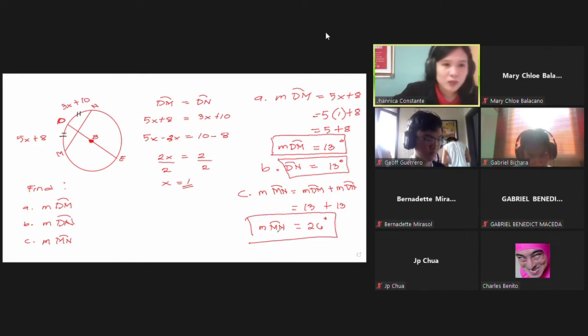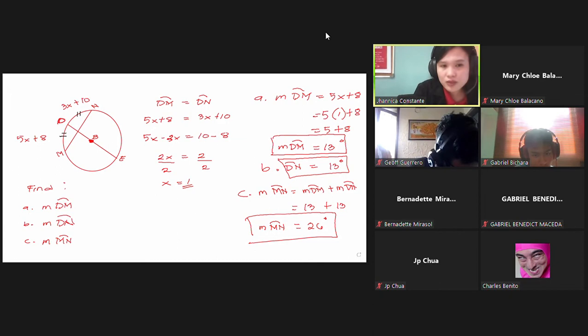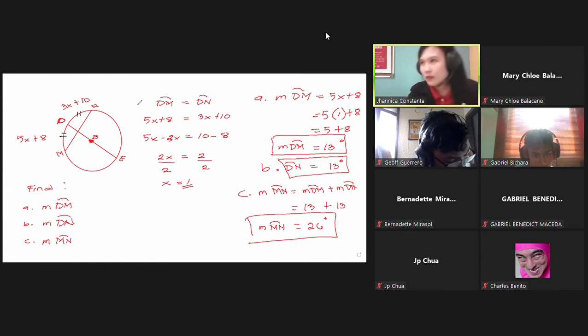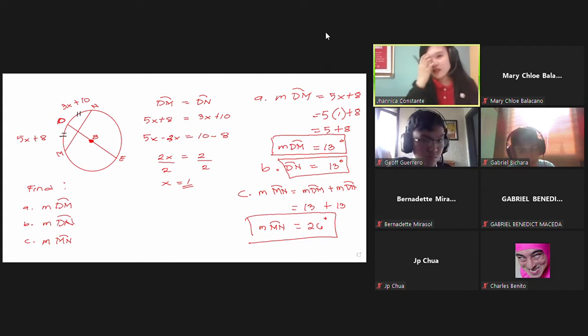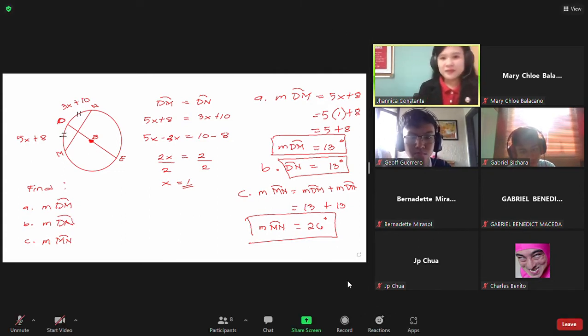So that's how we use the second theorem of our congruent circle. Okay na, for the second theorem. So let's proceed with the third theorem that we have for the congruent circle.